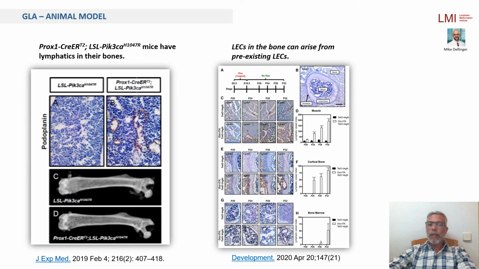Dr. Dellinger found that mice with the mutation have lymphatic vessels in the bone, and that's something that shouldn't happen. As I mentioned before, this could explain the few cells with the pathogenic variant detected in the bone sample from one patient, but it could also help us understand the osteolysis process. In fact, in a recent paper, Dr. Dellinger shows that bone lymphatics develop when regional lymphatics grow, breaking the periosteum and then invade bone.